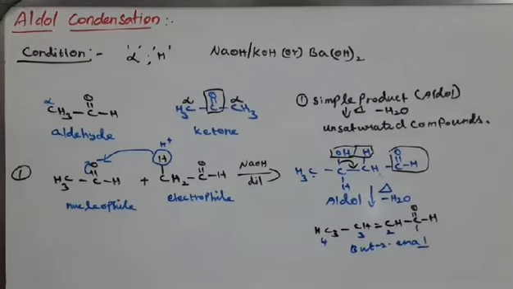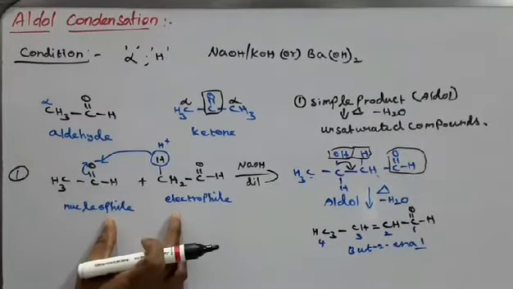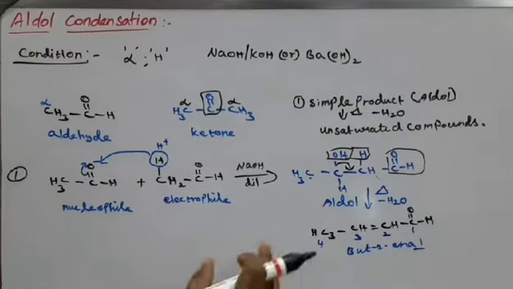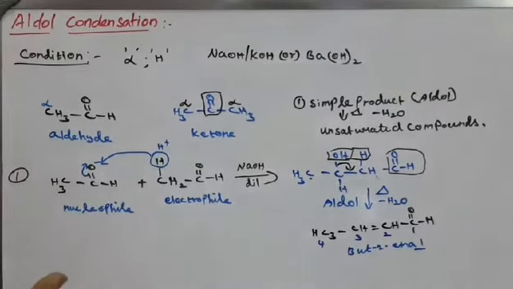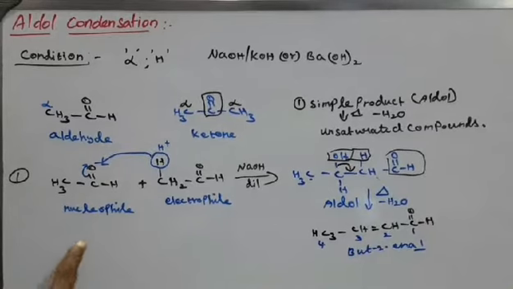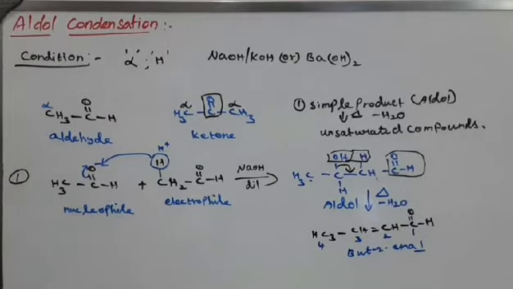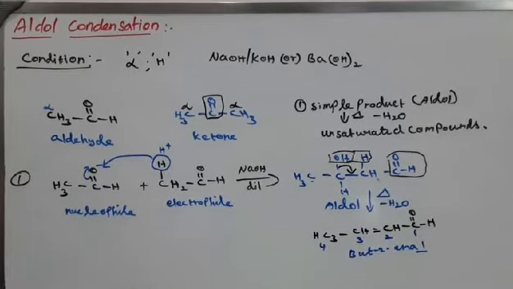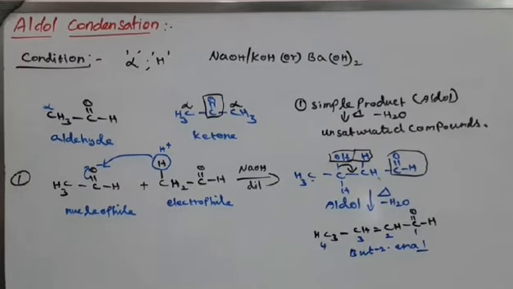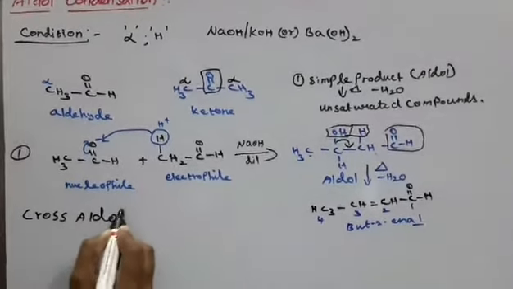Here it is aldol condensation between similar groups. That is self aldol condensation. Self aldol condensation occurs between the same aldehyde or ketone, or acetaldehyde and another aldehyde. Suppose cross aldol condensation. What is cross aldol condensation?